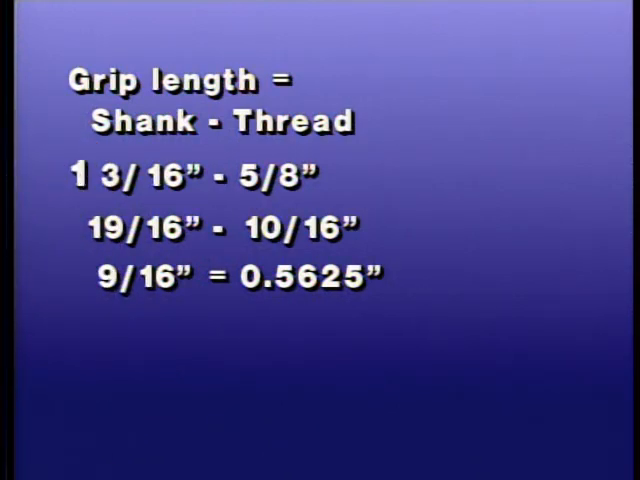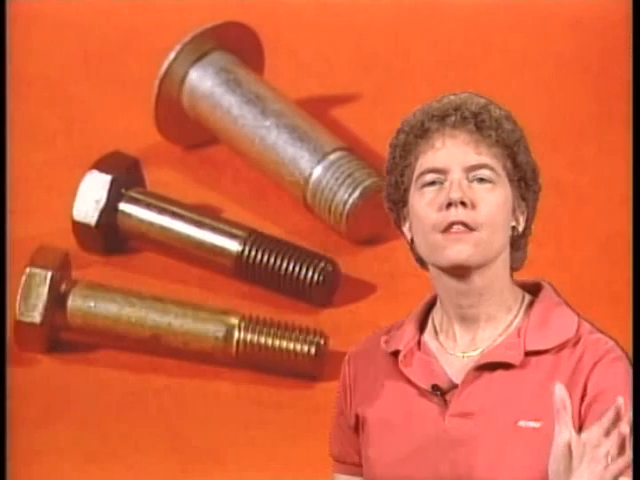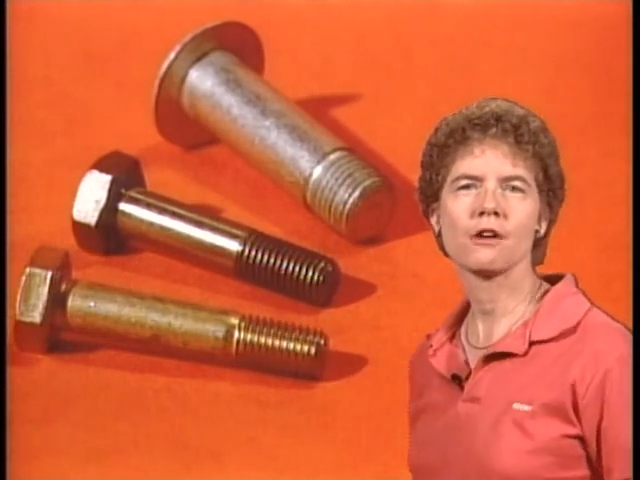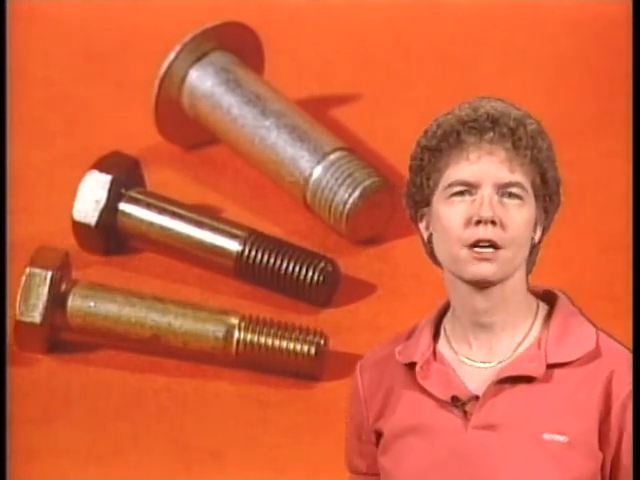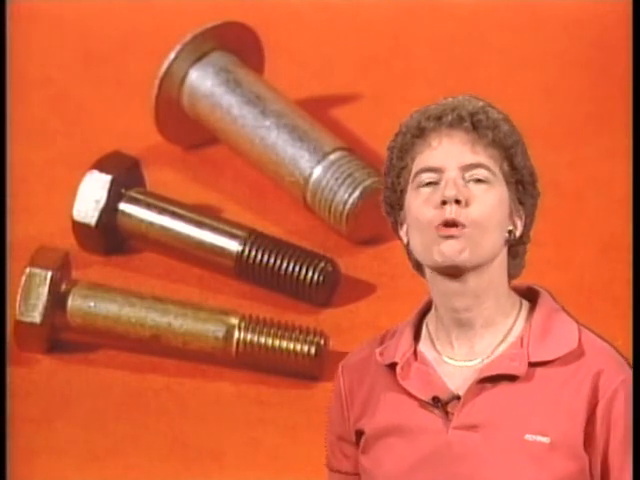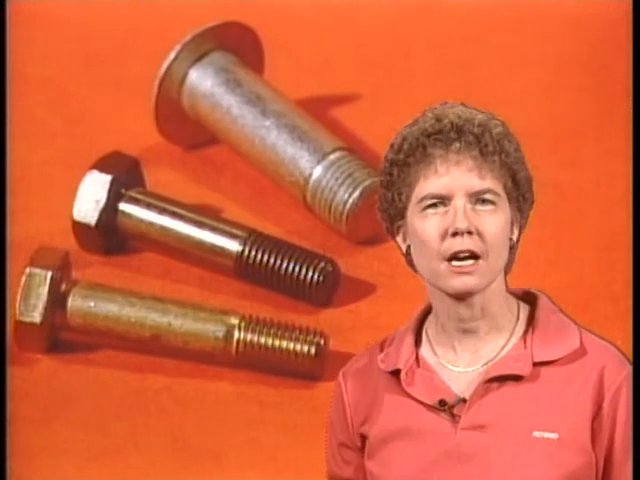Now let's talk about the threads on bolts. The class of a thread indicates the clearance allowed, the tolerance allowed in manufacturing. Basically, whether the nut can be turned with the fingers or whether it requires a wrench to tighten it.